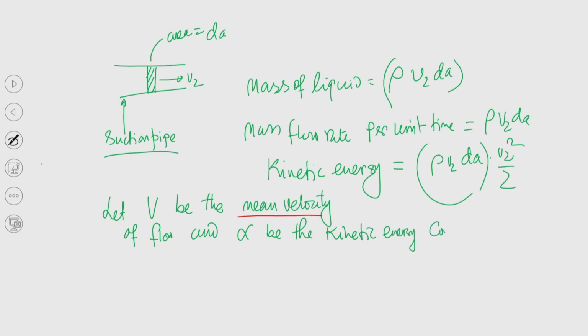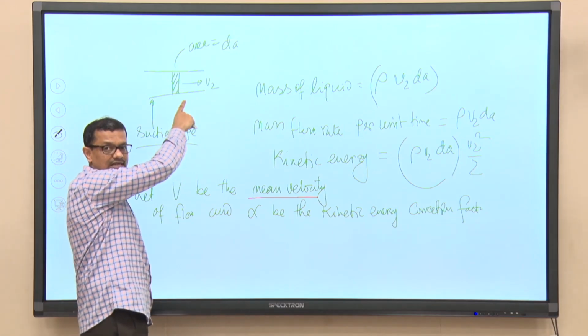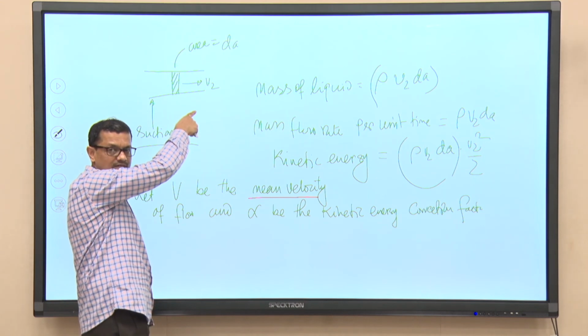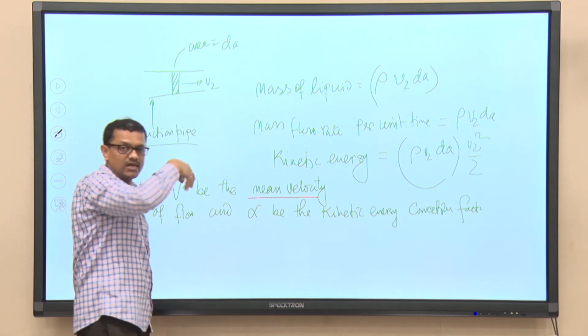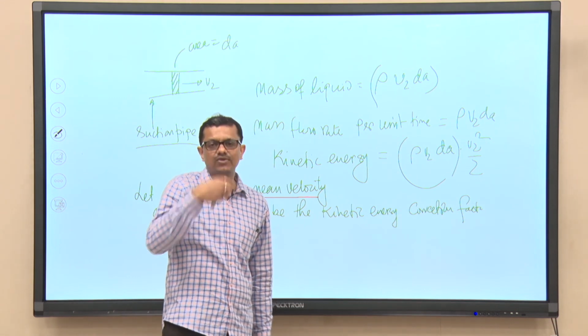Correction factor, right. So, why is this? I am taking that now we have to consider different portions. We have to calculate velocity at all these portions, calculate the kinetic energy of the flow of all these portions, and we have to integrate them.